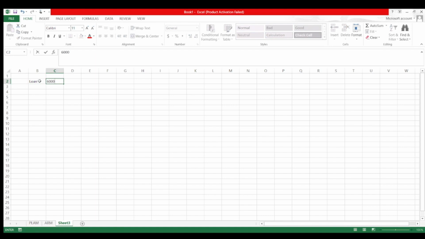So the loan is 60,000. The loan term is 30 years. The months are 30 multiplied by 12, which is 360 months.